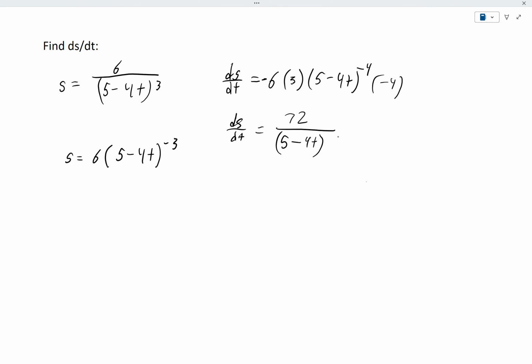And I'm just moving that back down into the denominator because I don't want to write a negative exponent up there. And that's the derivative right there.